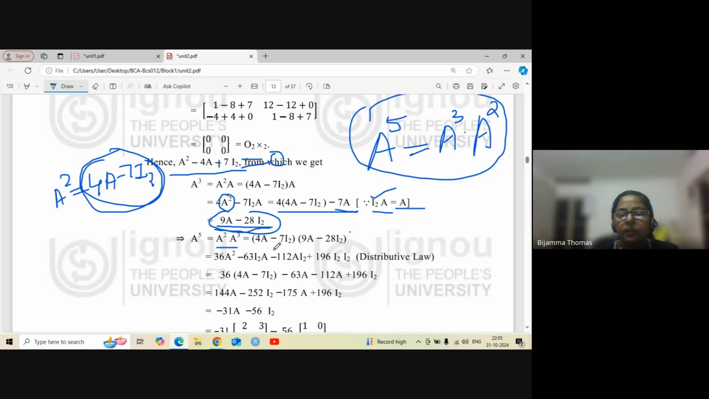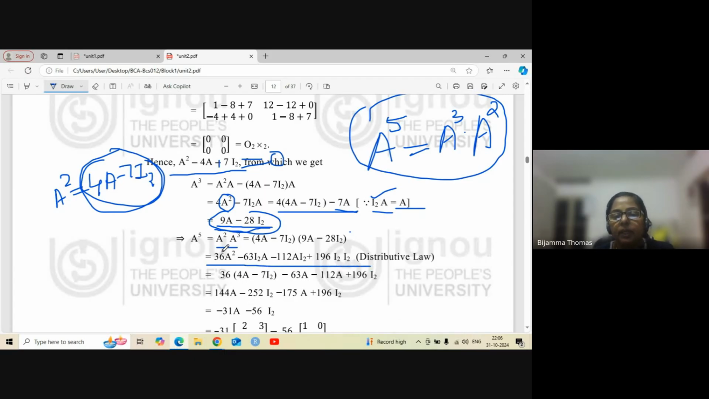നമ്പർ വ്യത്യാസമായി അല്ലേ? ഓ ഇതാ മൾട്ടിപ്ലൈ ചെയ്തത്. 4A into minus 28I2, അതാണ് 112A വന്നിരിക്കുന്നത്. Then these two, 28 into minus 7I2 into minus 28I2. Okay, correct ആണ് അല്ലേ?